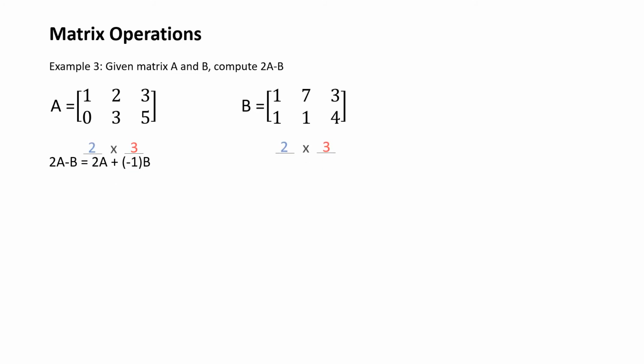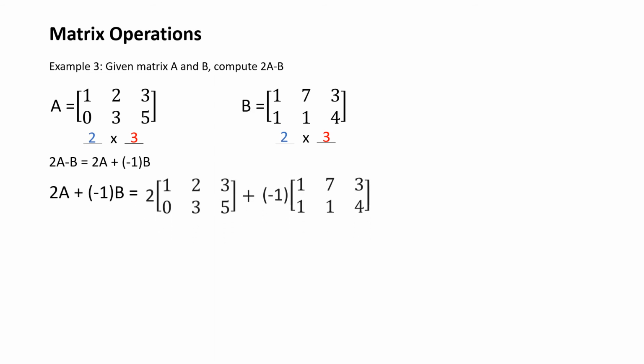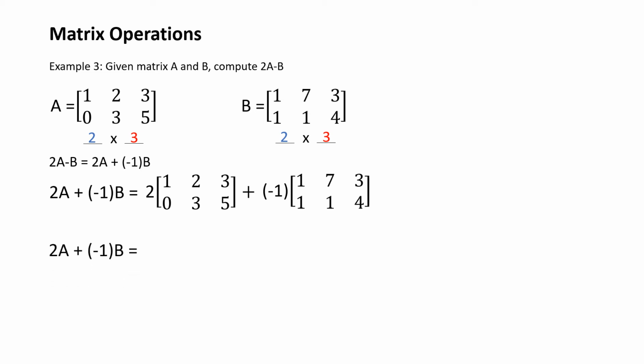In order to do this, we must determine if these matrices are the same size, which they are. Therefore, we can proceed. First, we're going to determine the value of matrix 2A. And in order to do that, we need to multiply all the entries in matrix A by 2. Therefore, the first value is 2 times 1, which is equal to 2. 2 times 2, which is equal to 4, and 2 times 3, which is equal to 6. And we can use a similar approach to determine the entries in row 2.